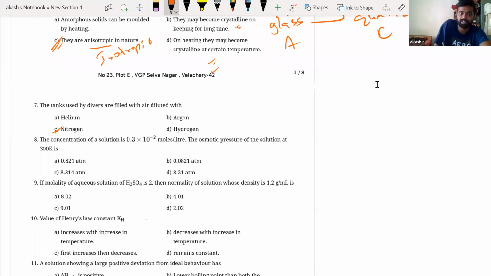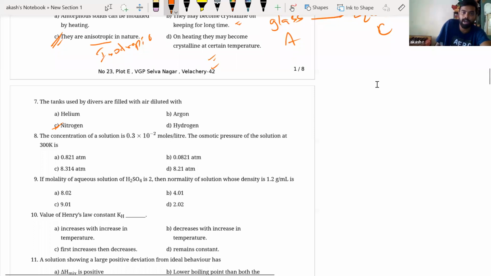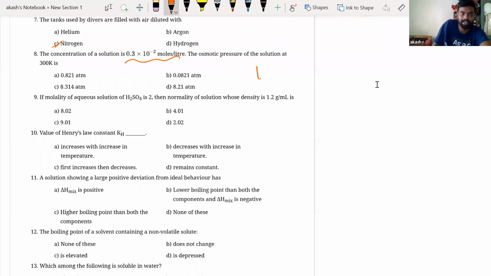The osmotic pressure is very easy. Pi is equal to C into R into T, where C is what is given like this, 0.3 × 10⁻² mole per liter. So that you substitute here, 0.3 into 10 to the power -2 mole per liter. R value is 0.0821. Temperature is how much? 300 Kelvin. Right. So now what will happen?